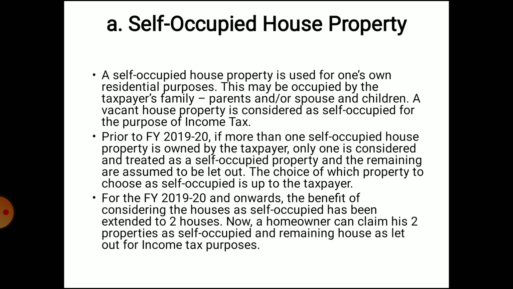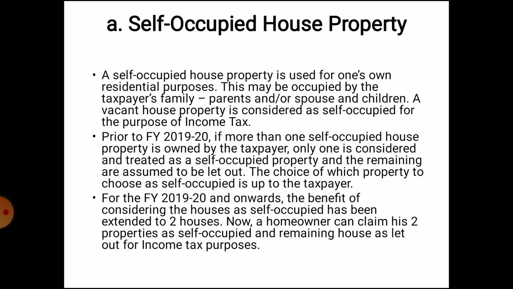Self-occupied house property. A self-occupied house property is used for one's own residential purpose. This may be occupied by the taxpayer's family, parents, spouse and children. A vacant house property is considered as self-occupied for the purpose of income tax. While the owner himself is staying with his family members, his wife, children and parents, in that particular house, that house is treated as self-occupied property, SOP.